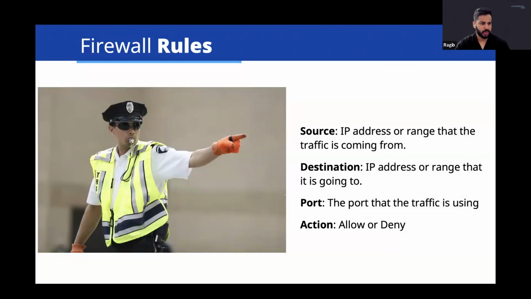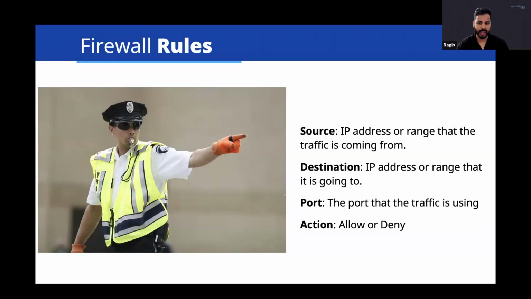Next, firewall rules. To control traffic, firewalls use rules, and each rule typically includes a few important components. First is the source. This is the IP address or range where the traffic is coming from. The destination is the IP address or range that the traffic is going to. For ports, you specify the network ports that are being used.